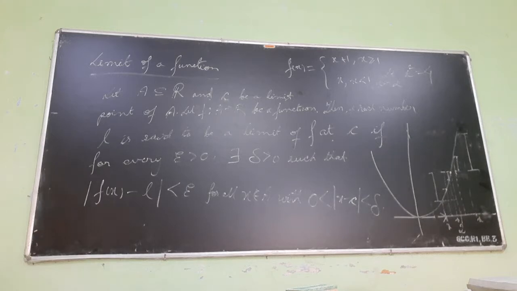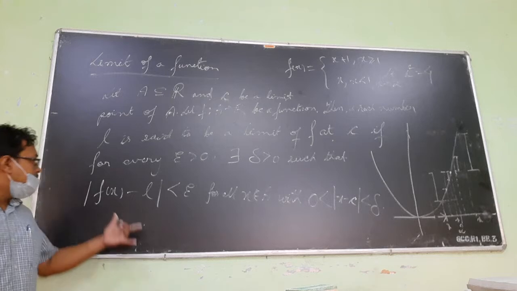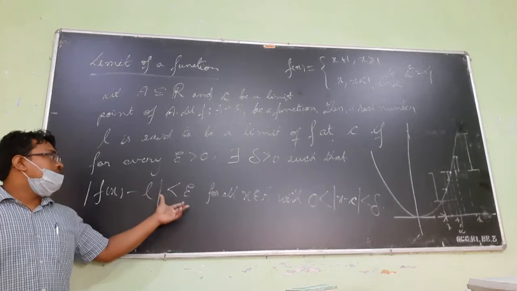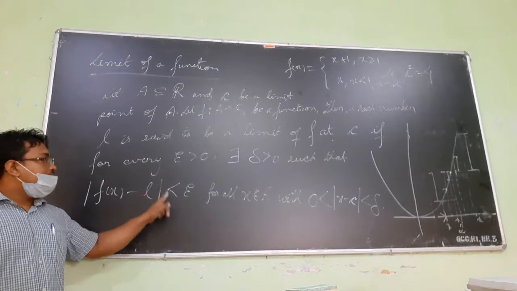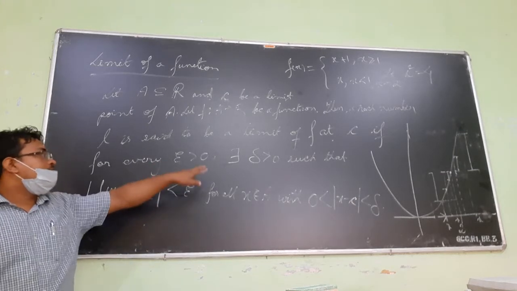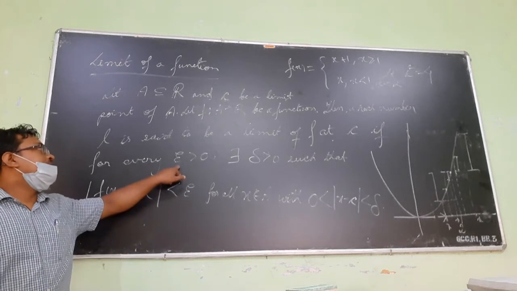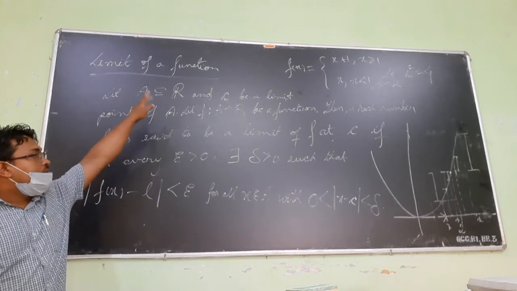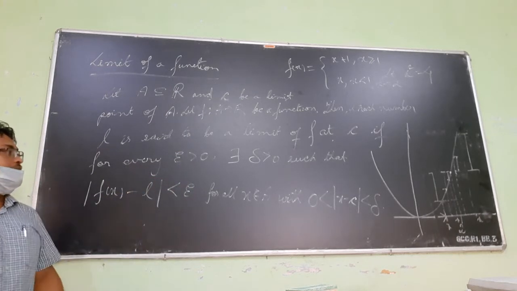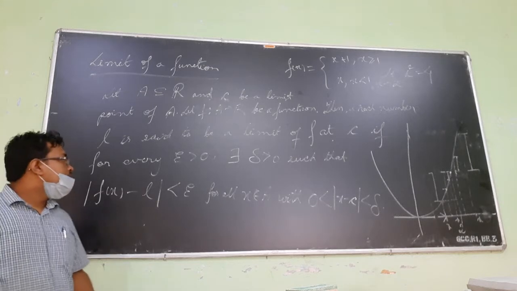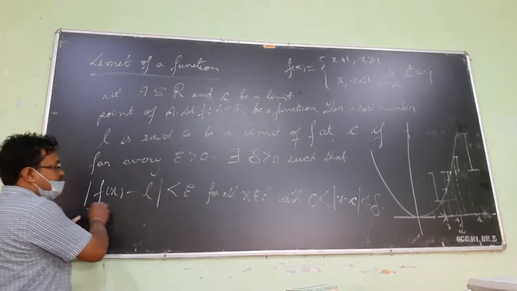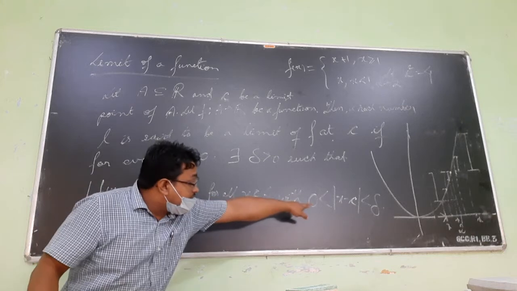For every epsilon, there is a delta greater than 0 such that this distance can be made smaller than epsilon. This distance can be made as small as possible. If somebody says make it smaller than 0.00001, I can make it. If somebody says make it smaller than 10 to the power minus 1 million, then also we can make it. If that can be done, then the limit exists. Otherwise it doesn't exist. So for every epsilon greater than 0, there is a delta greater than 0 such that this distance is less than epsilon whenever this distance is less than delta.